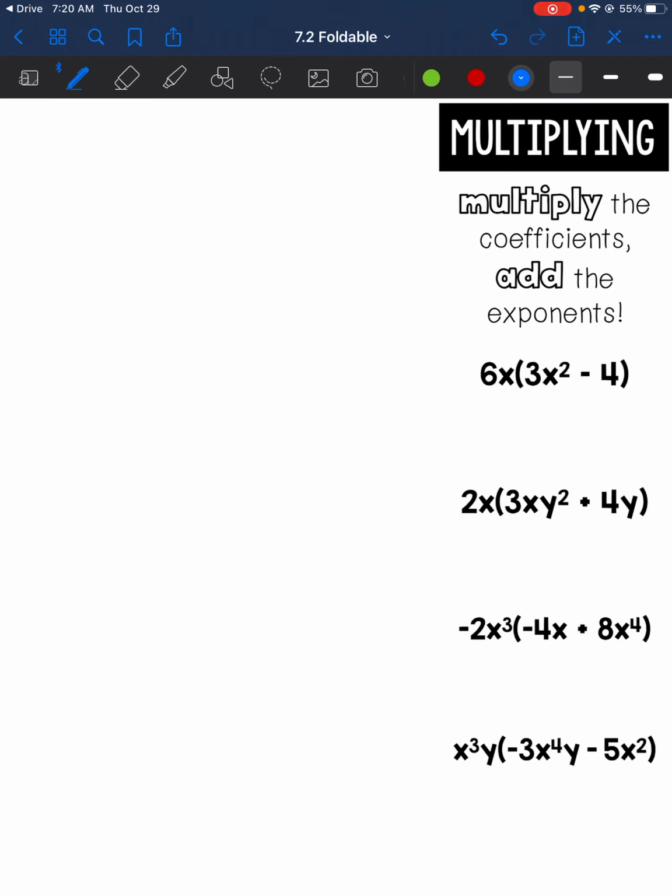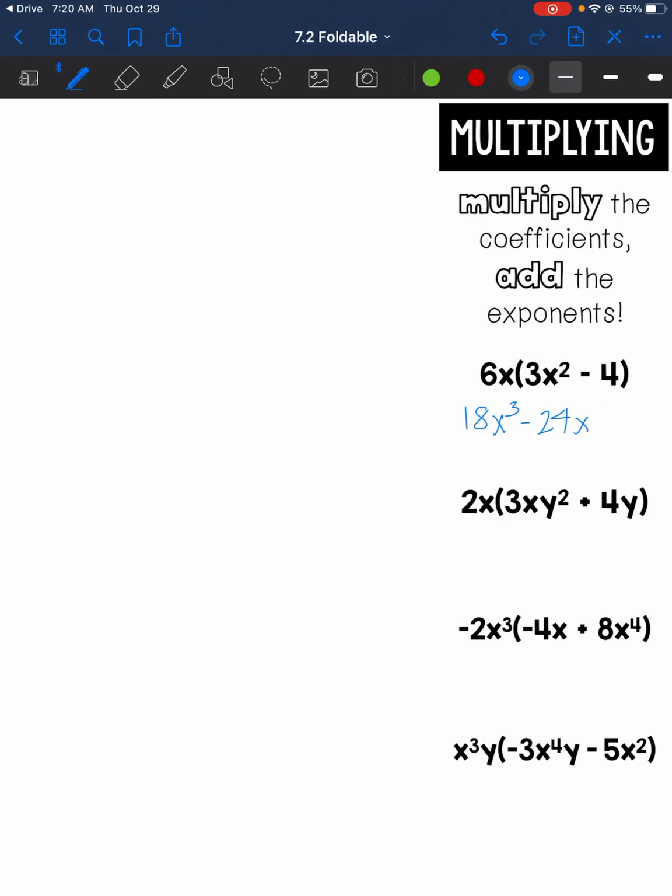6x times 3x squared, so the coefficients are multiplied together. 6 times 3 is 18. And then we'll multiply x by x squared. We'll add those exponents. 1 plus 2 is 3, so 18x cubed is that first one. And that's what we did just there. And then now we're going to multiply it against the second term. 6 times negative 4 is negative 24. There's just the 1x here. There's no x here, so we'll just keep the 1.